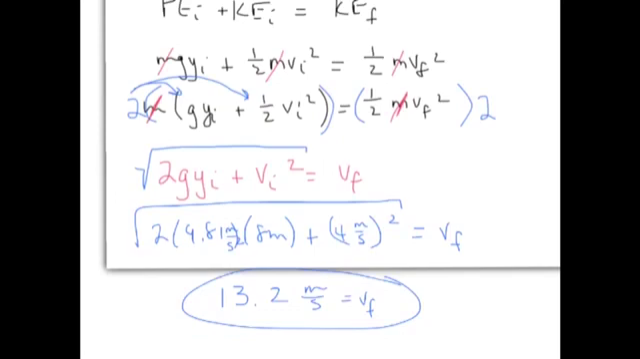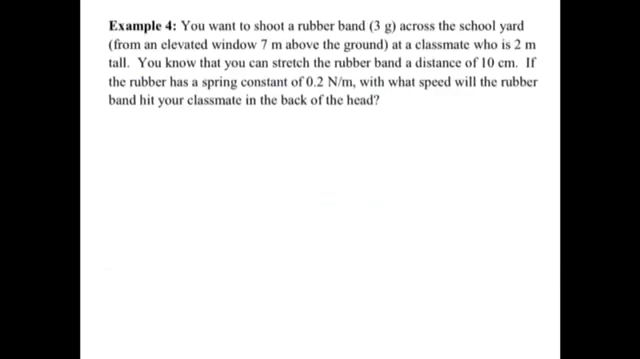Let's do one more for today. Now, you want to shoot a rubber band that has a mass of 3 grams. Notice the mass is given now because it's a rubber band. So we're going to have what kind of energy? Elastic spring energy here. So you have to be given a mass.